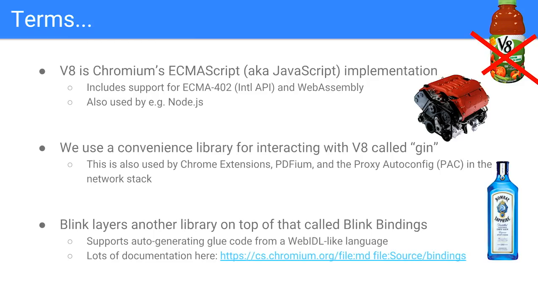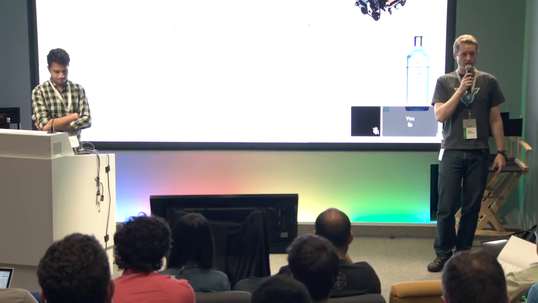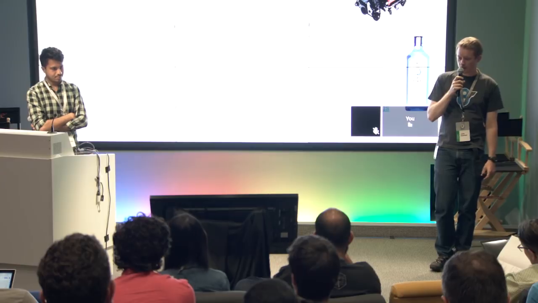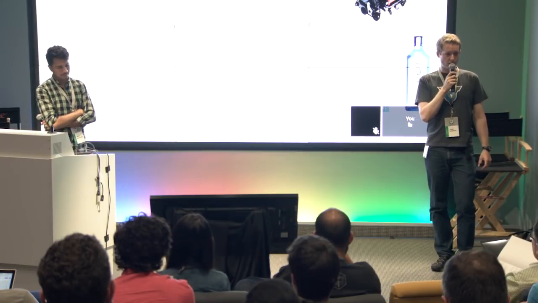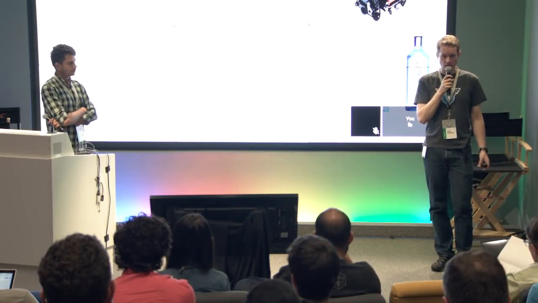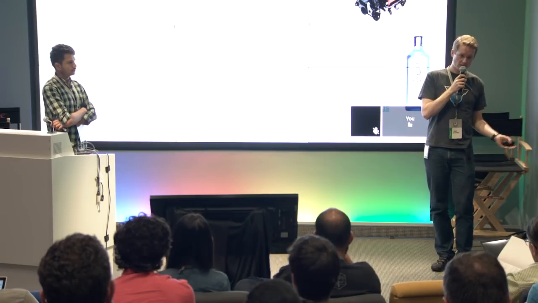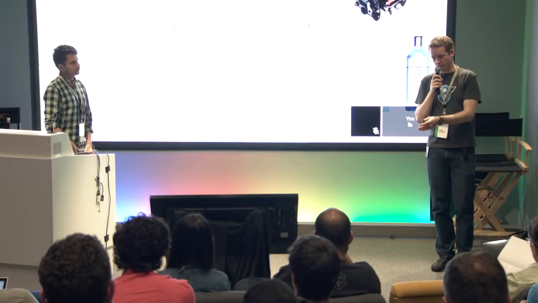In Chrome, we use a convenience library for interacting with V8, which is called Gin, rather than the V8 API itself. Gin, in addition to the renderer, is also used by Chrome extensions, PDFium, and the proxy auto configuration in the network stack. Blink layers yet another library on top of Gin, which are the Blink bindings. They are mostly a bunch of auto-generated glue code bridging the worlds of all the DOM objects that Blink is responsible for with JavaScript running inside V8.